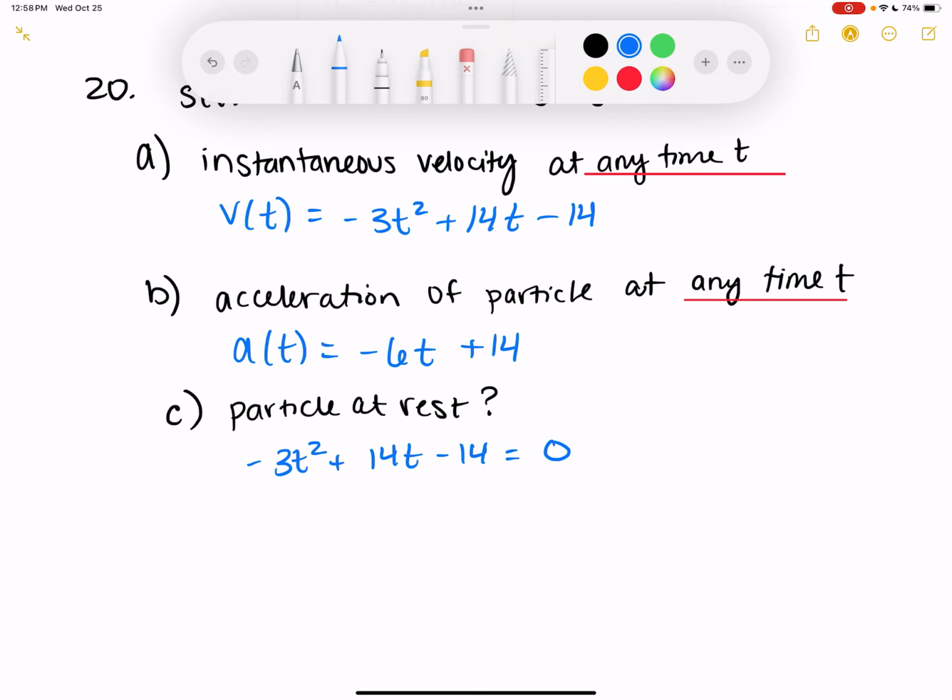And now how might I solve this? Factoring? If you can factor, absolutely. If you can't, what might another method be? Quadratic formula. So negative b, so negative 14, plus or minus the square root of b squared, so 14 squared, minus 4 times negative 3 times negative 4, all over 2 times negative 3.